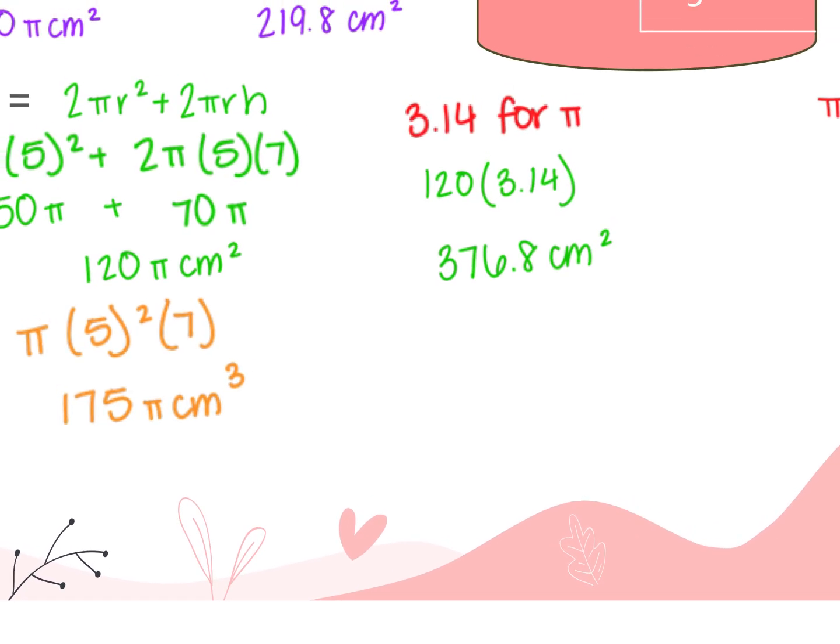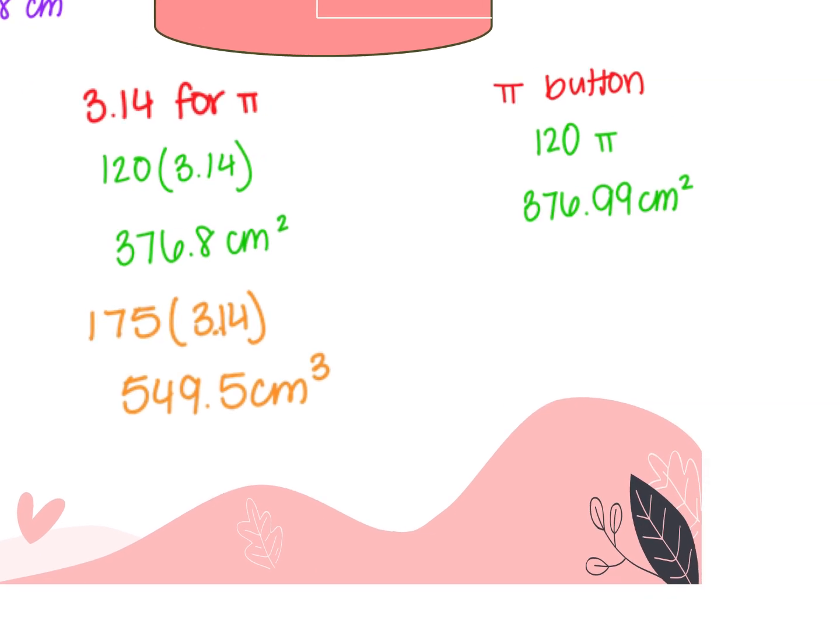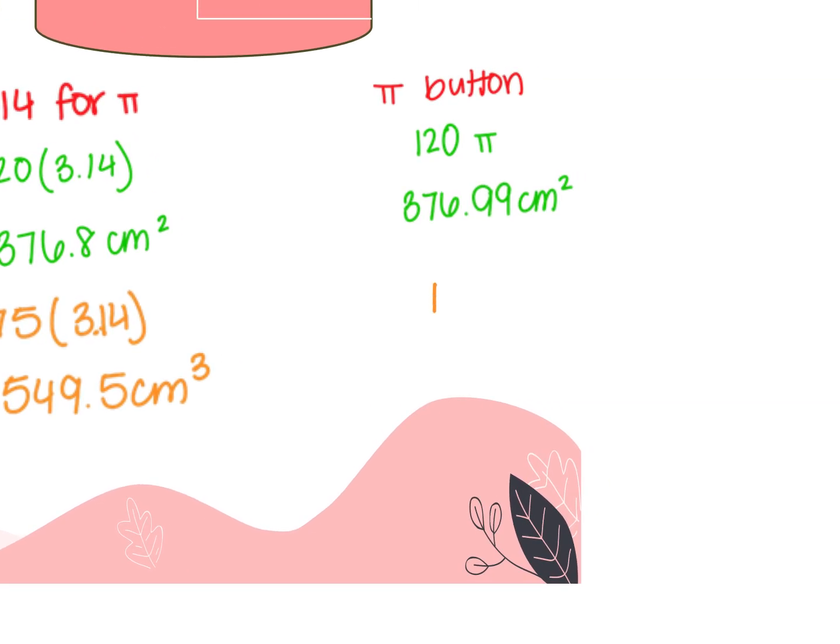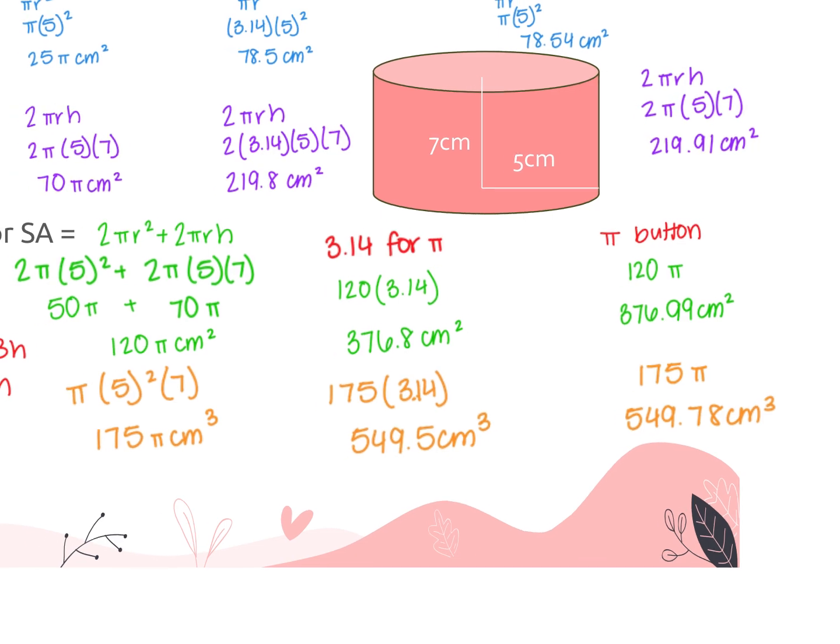Looking at it as 3.14, all I'm doing is substituting my pi for 3.14. 175 times 3.14. That's going to give me 549.5 centimeters cubed. And then the last one, using the actual pi button, 175 pi, plugging that into my calculator, I'm going to get 549.78 centimeters cubed. So those decimals are quite different for that one.